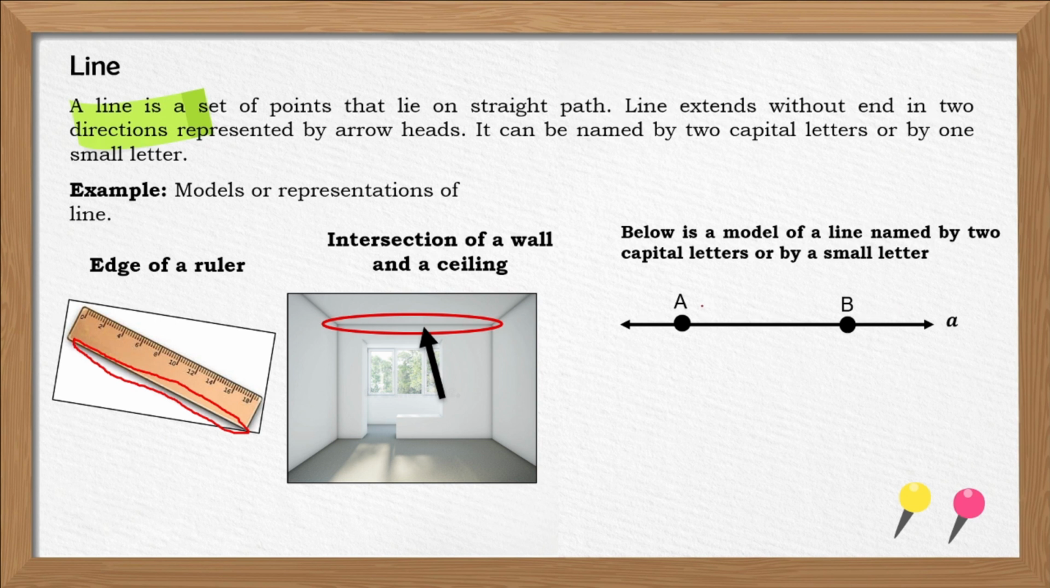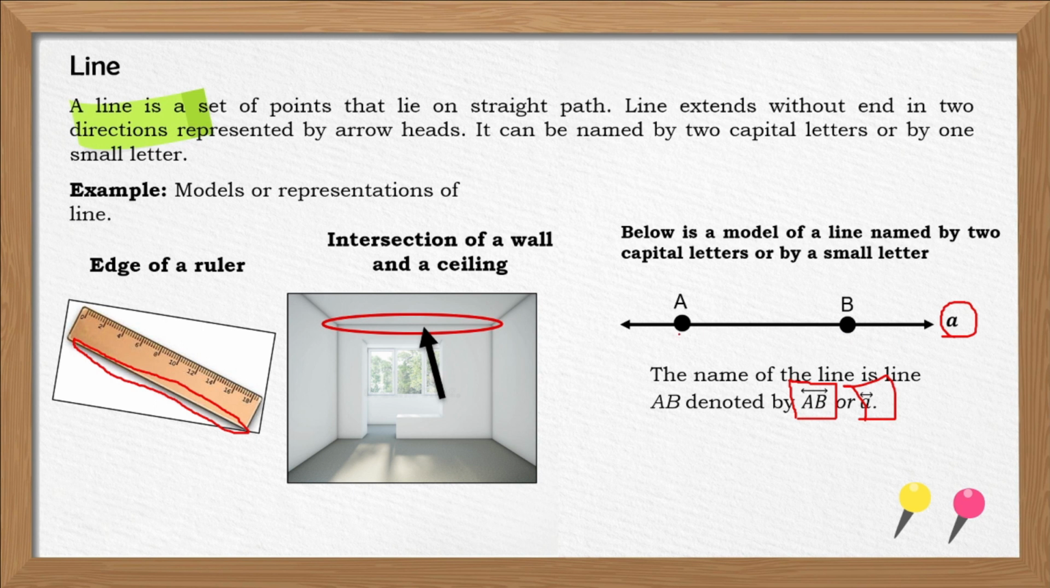So below is a model of a line named by two capital letters or by a small letter. So we have point A, point B, and we have the small letter a here. And we have the line, and it has two arrowheads which extend infinitely on both sides. So how do we name this line? The name of the line is line AB, and this is how we write line AB, with the symbol of a line with two arrowheads that extends to both sides. Or we can also write line a. We can use this small letter, or these two capital letters.